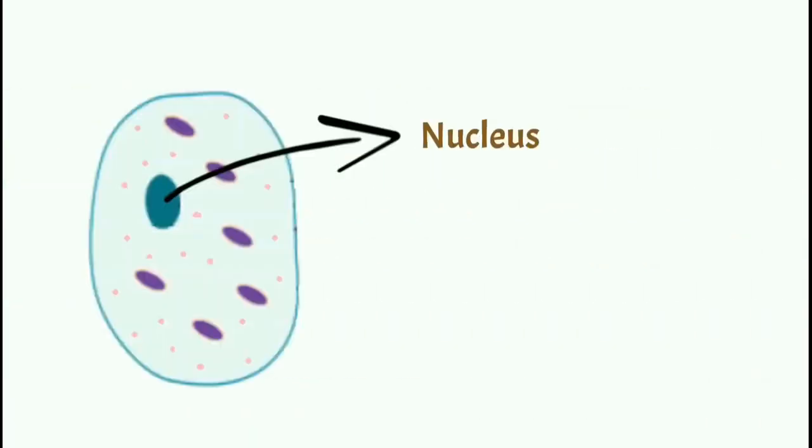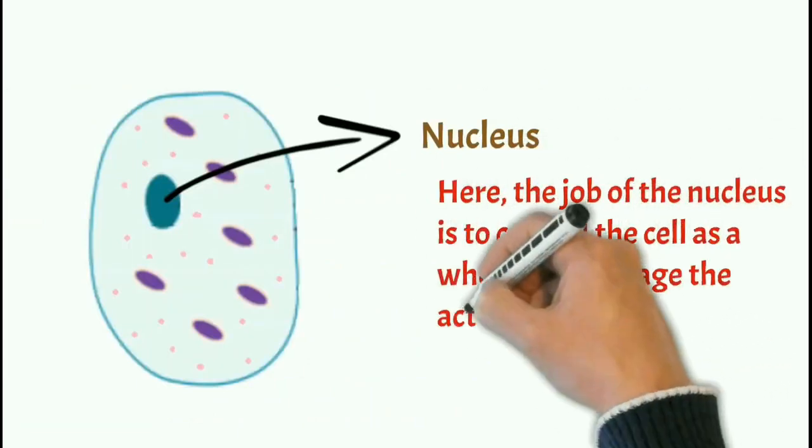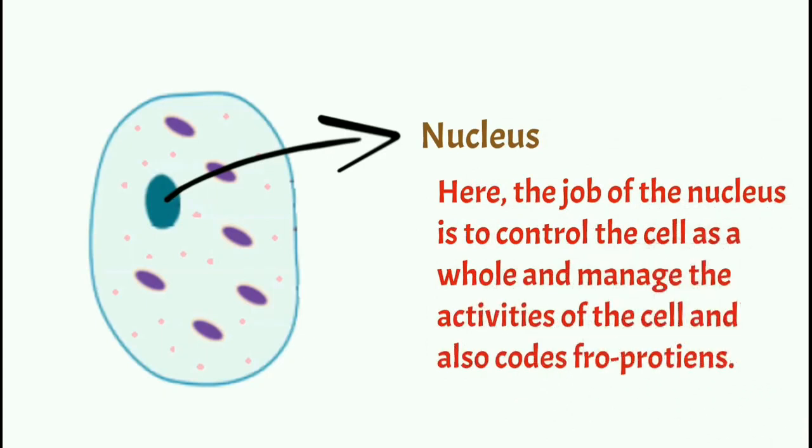After that, we have the nucleus. Here, the job of the nucleus is to control the cell. So it's essentially the brains of the cell as a whole, and manages the activities of the cell while coding for proteins.